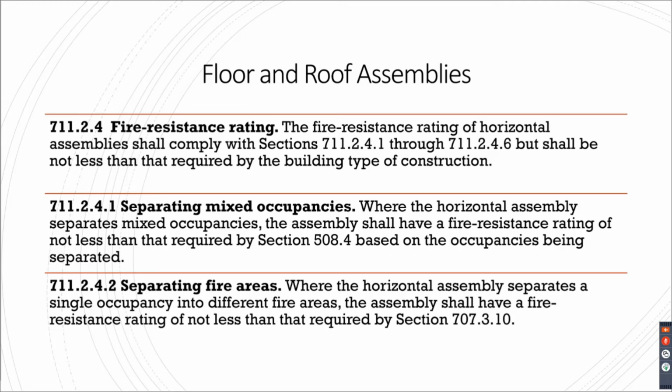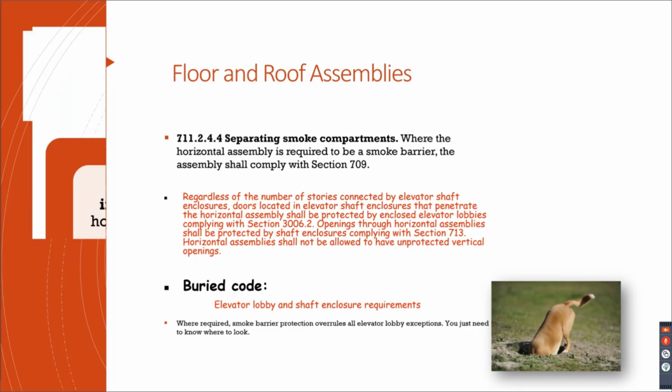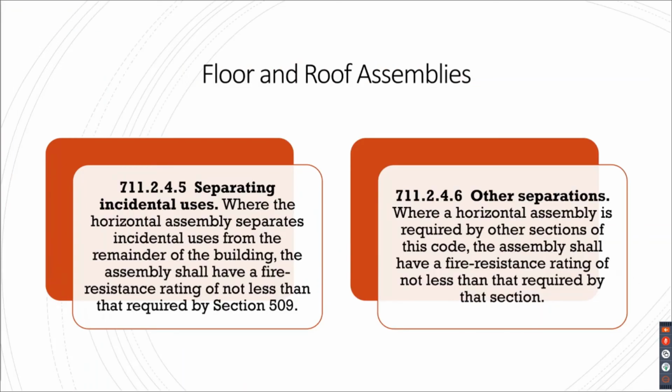When you're separating mixed occupancies, go to 508.4. Separating fire areas, 707.3.10. There's requirements for dwelling units and sleeping units. When you're separating smoke compartments, you also look at 709. And don't forget lobbies, there's requirements there for lobbies. You have to have that smoke containment at those lobbies as well. Even though your shaft is protected, you've still got smoke compartmentation that has to happen floor to floor. You do see that with the lobby or smoke containment.